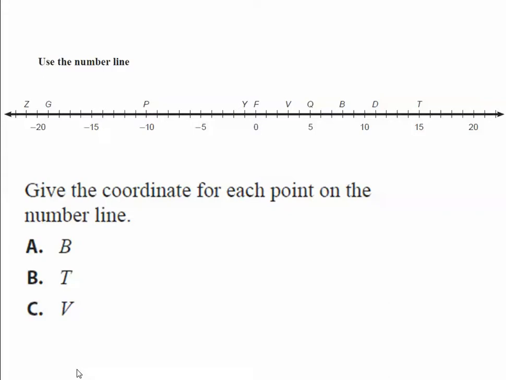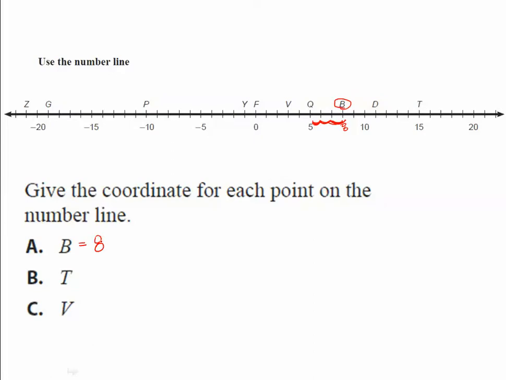This example says use the number line, and they ask us to give the coordinate for each point on the number line. So if I look at point A, they want me to find the coordinates of point B. Right there is B. If I look, Q is 5, so I can go 5, 6, 7, 8. That's going to be 1, 2, 3 units. But all they want to know is what the coordinate is, and it's going to be 8. So I started at point Q, and then I said, okay, point Q is 5, so there's 6, 7, 8.